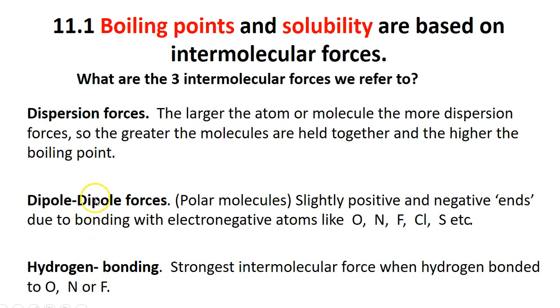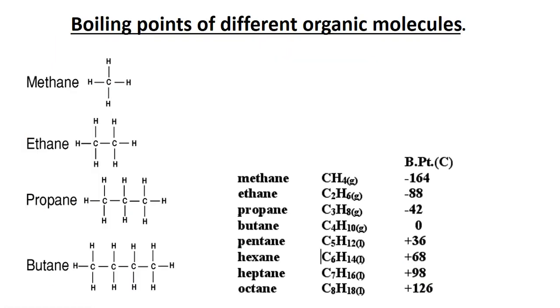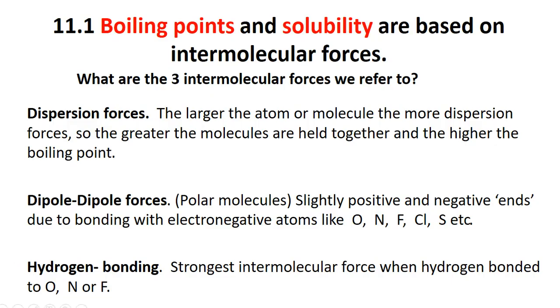Hydrogen bonding is an example of dipole-dipole. It's a slightly stronger dipole-dipole bond where you have a hydrogen attached to an oxygen, a nitrogen, or a fluorine. I should have written it NOF, like on the periodic table, nitrogen, oxygen, or fluorine. Okay, we're going to add the dimers to this year.